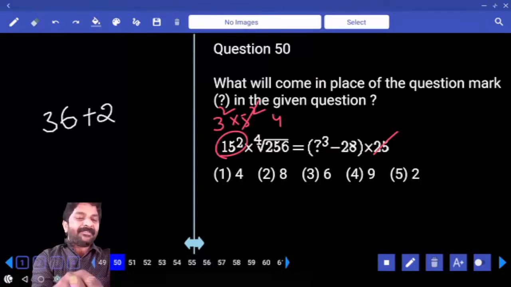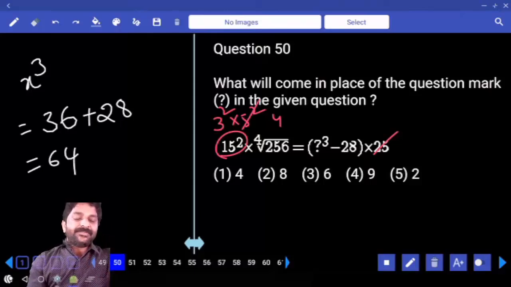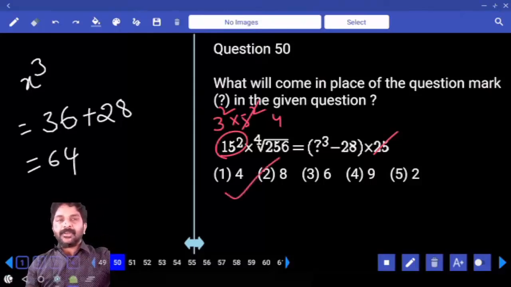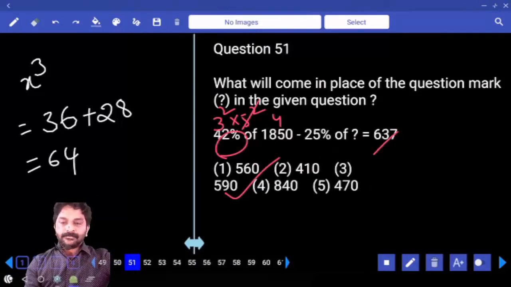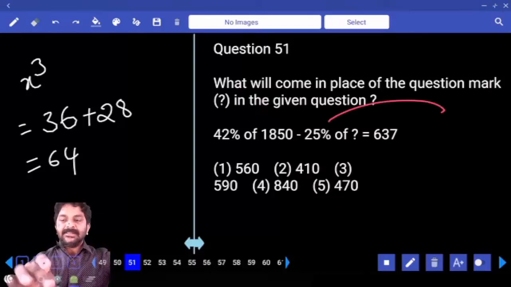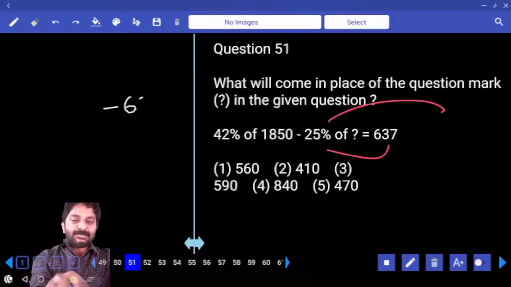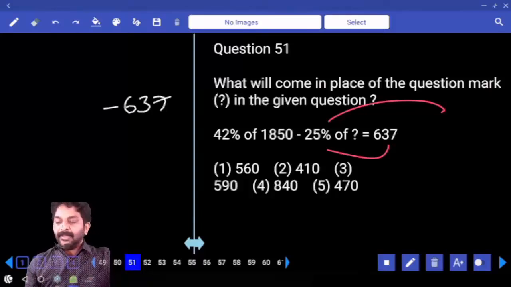Minus 28 comes left hand side. So this is what x cube value, right? How much is this? 64 is which number cube? 4 cube. Negative number goes to right side. 637 will come to left side. So that is minus 637 only.